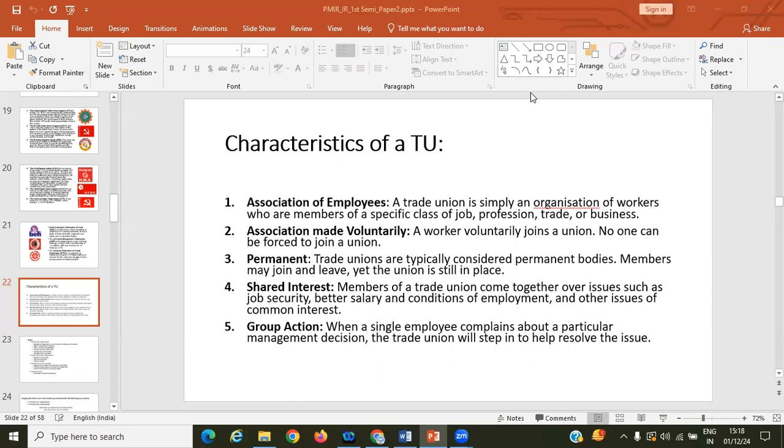And there is another feature, another characteristic we studied: shared interest. Each and everything that is taken up by unions is shared. So many problems you understand through union activities, like financial activities, salary, bonus, compensation, work environment, all these things are shared. Your employment related activities, so maximum things are shared.